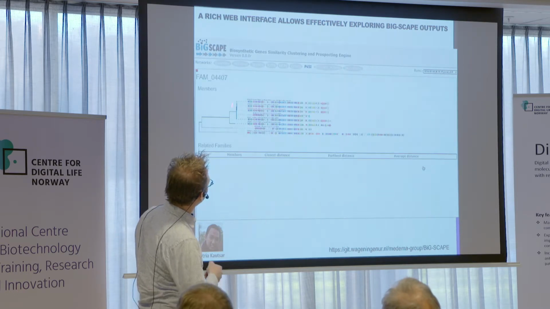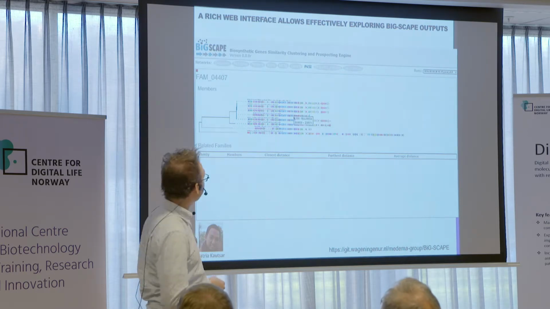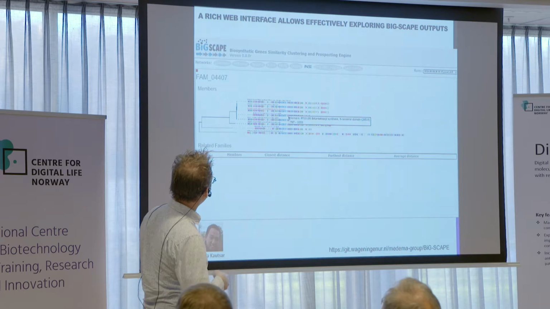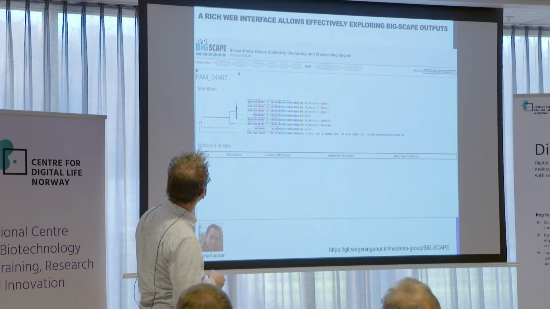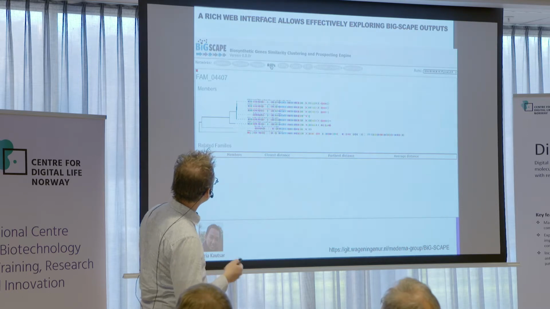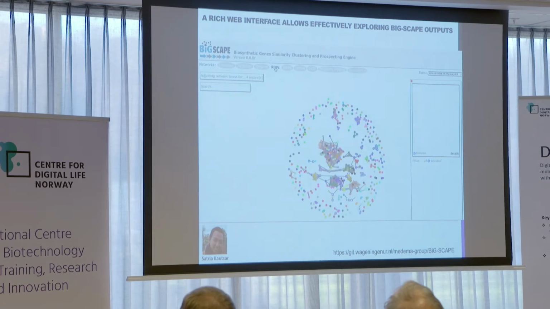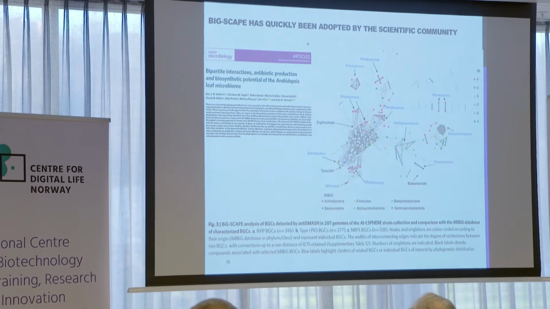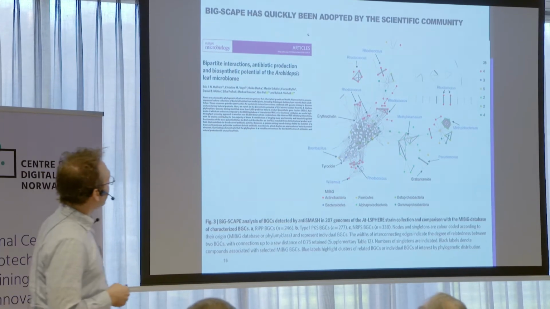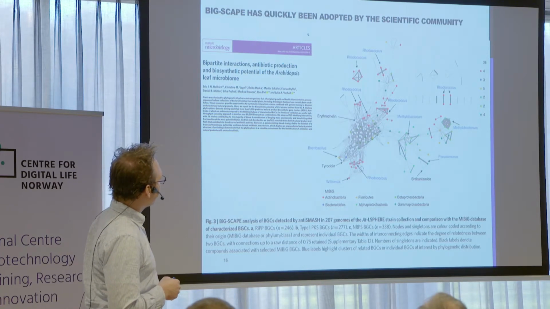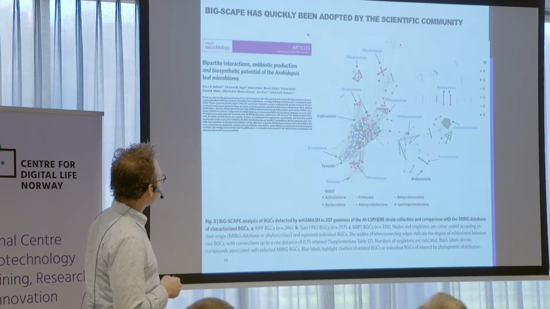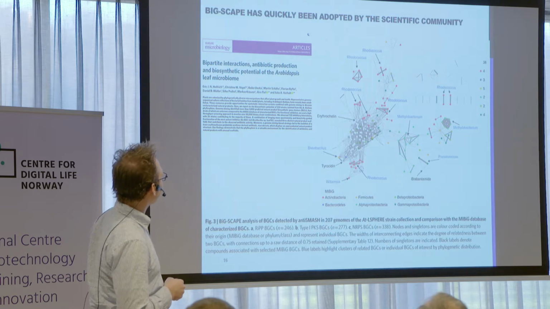And then you can go to the family, and here you get the Khorasan phylogeny of all those gene clusters to see how they are related to each other. And when you hover over them, you see the protein domains, etc. And in this way, you can very quickly explore all of these networks. So Bigscape has already been quickly adopted by the scientific community. There's lots of labs that have already started using it even before publication, so we're happy with that.